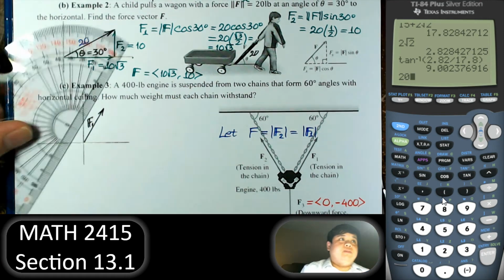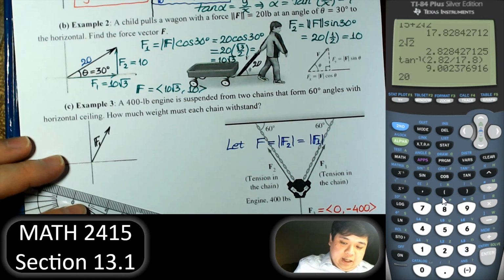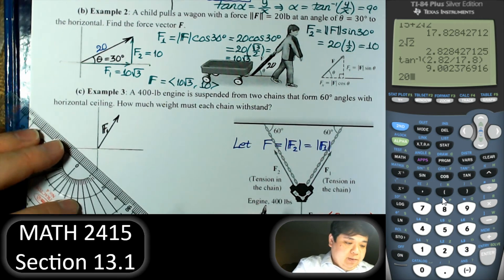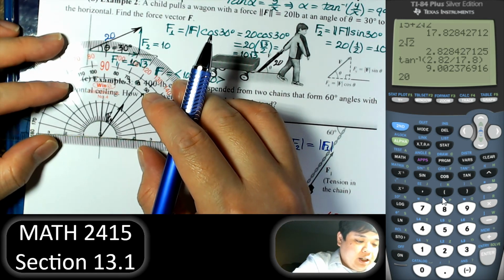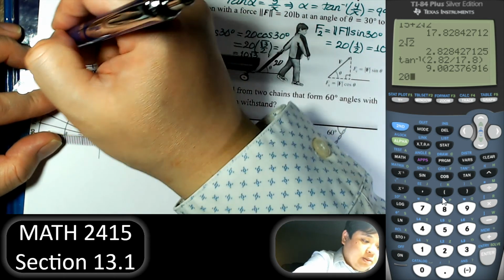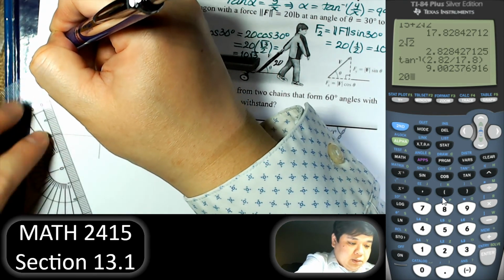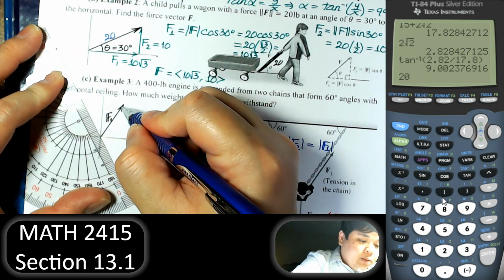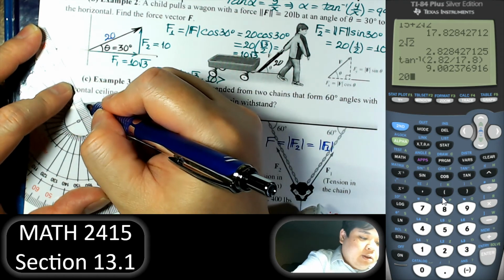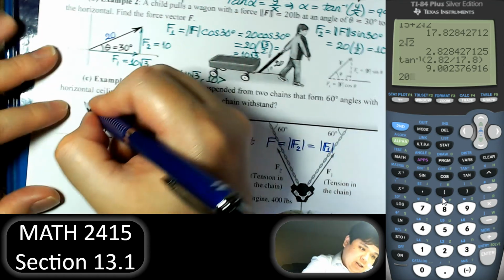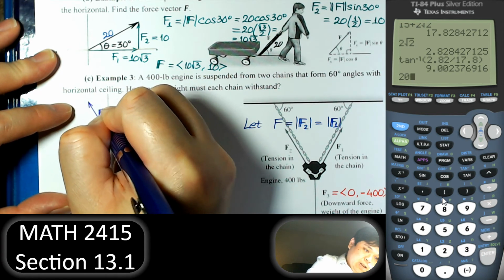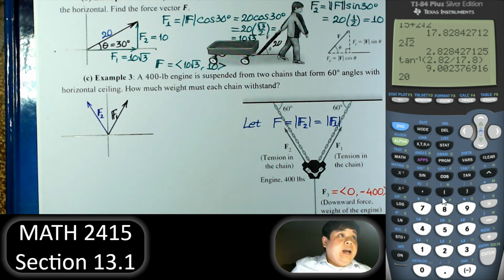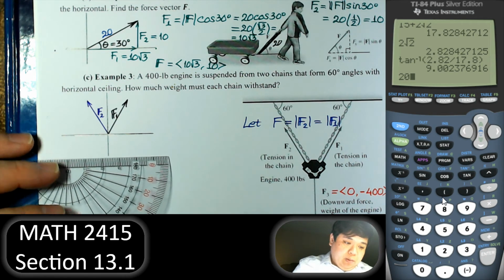So the F1 point in that direction in the vector form, and then F2, also 60 degrees but in the other direction. The magnitude is about the same. Then we can decompose this. When we decompose this, we will have two components.